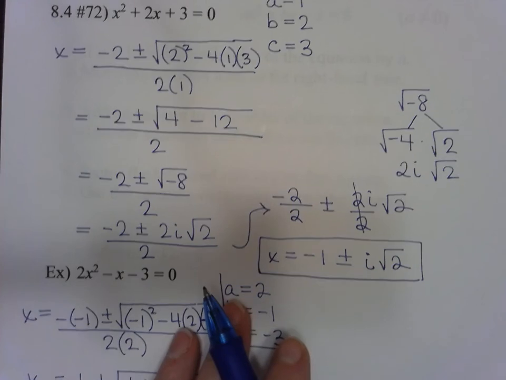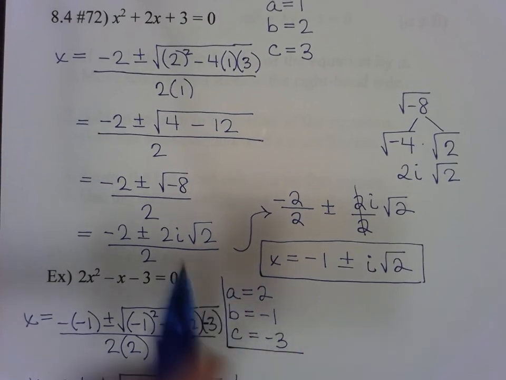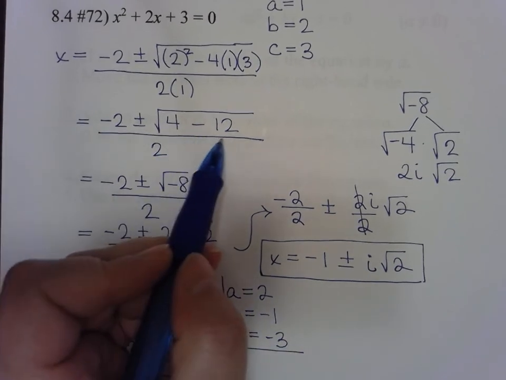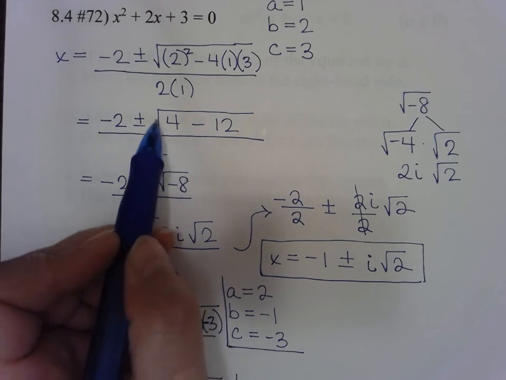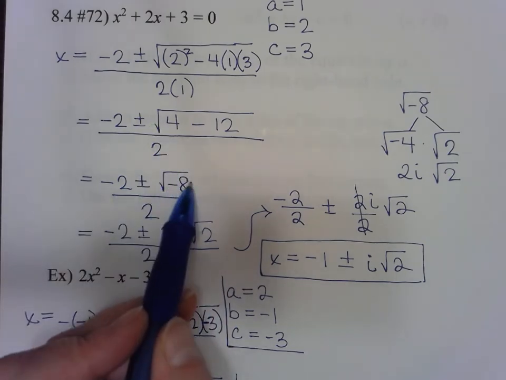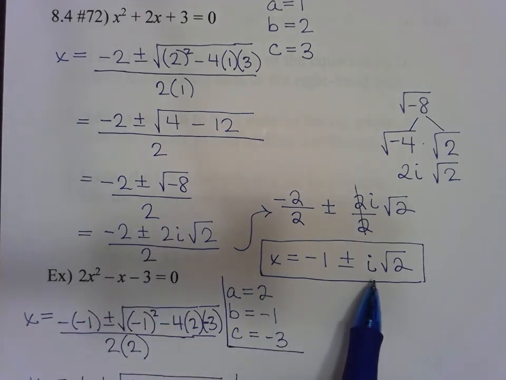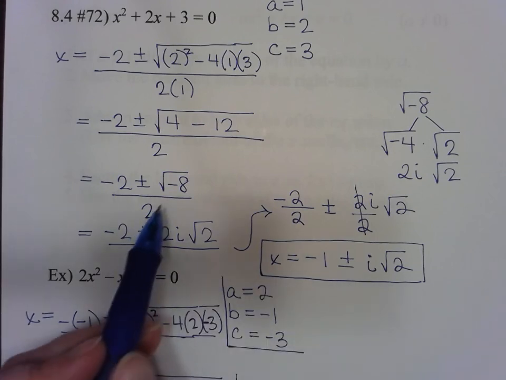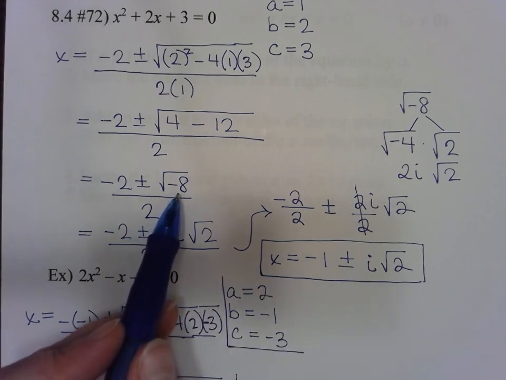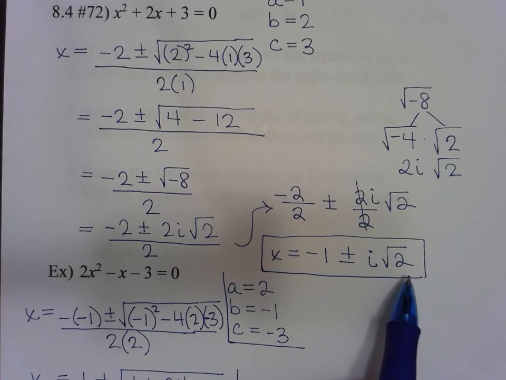If I get a negative number, like I did in the first example, right, I got a negative 8. If I get a negative under the square root, then I know I'm going to get a complex number. That's that i showing up. Or if I just get a non-perfect square, maybe it's not negative, maybe it's positive, I know I'm still going to have a square root in my answer because I won't be able to simplify it all the way.